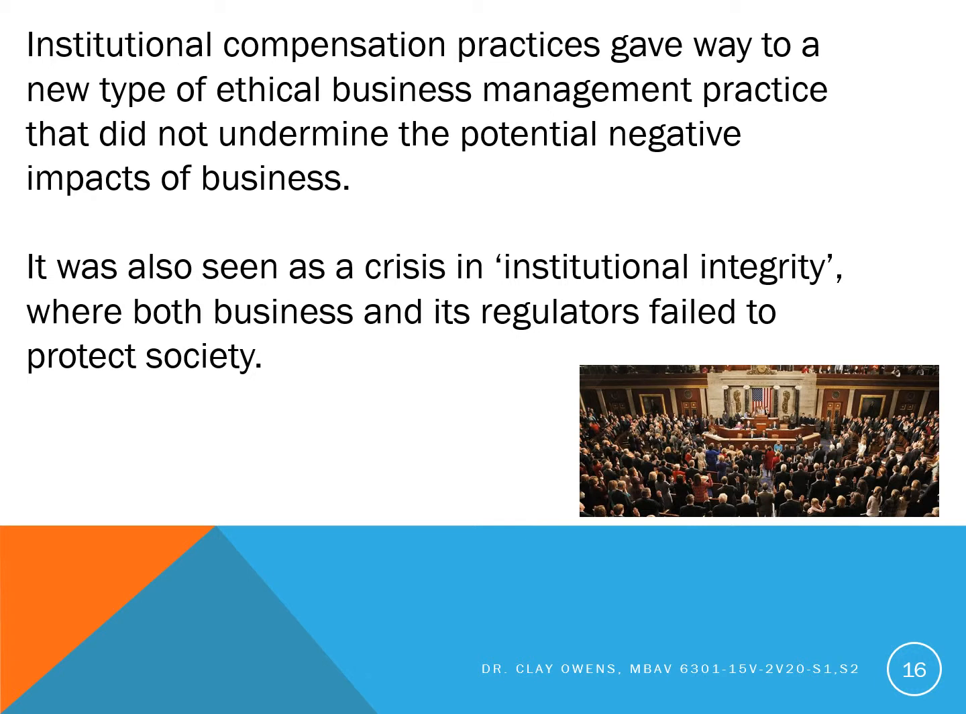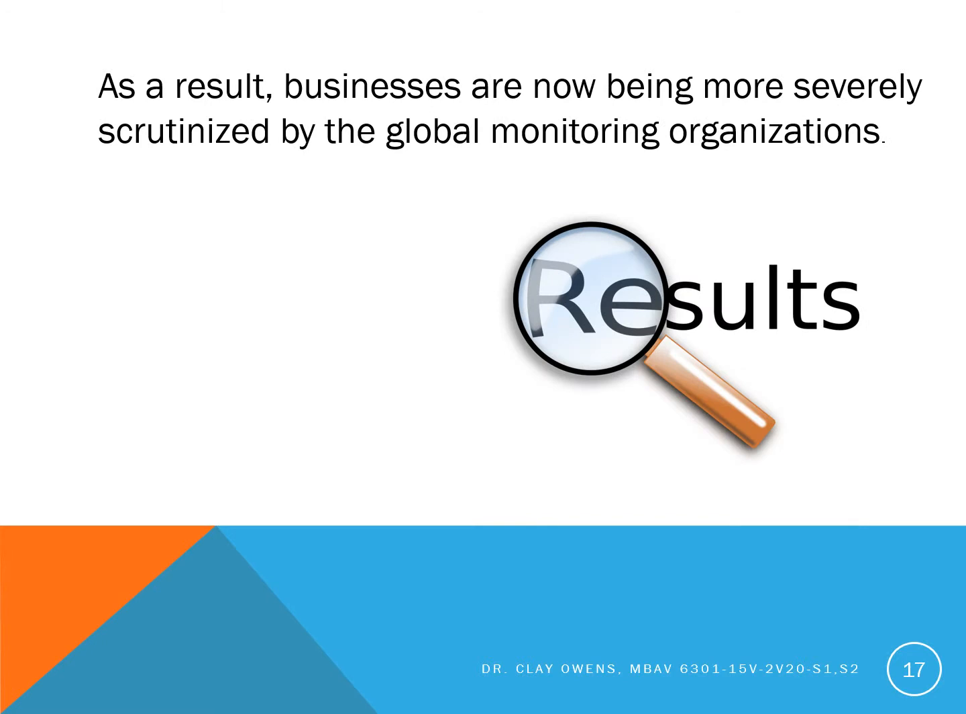This is the United States Congress, the House of Representatives, 464 people elected from their areas, and the Senate, 2 representatives elected from each state. As a result, businesses are now being more severely scrutinized by global monitoring organizations.